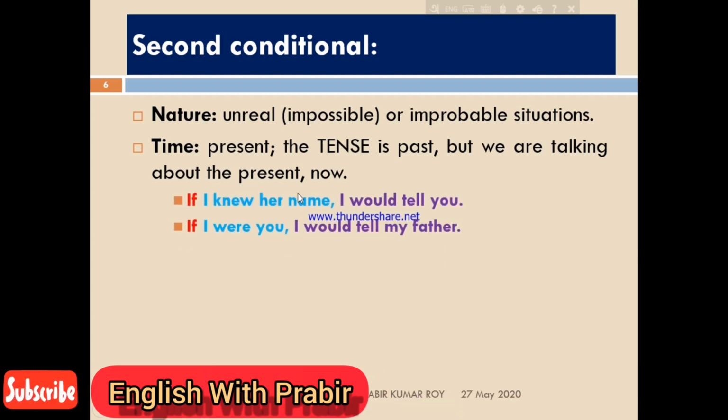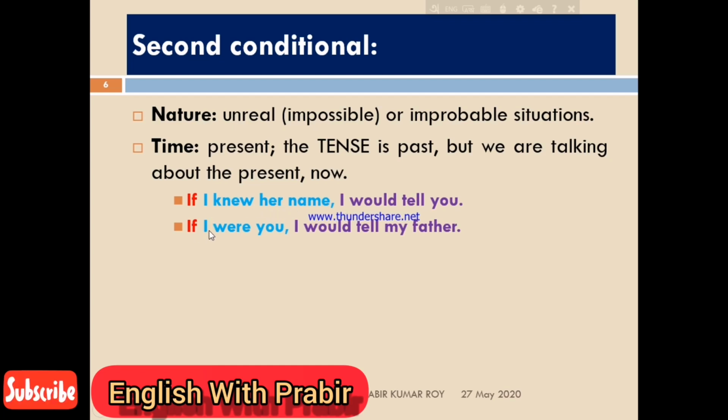Okay. Now, if I knew her name, I would tell you. Please look at the subordinate clause, or the if clause. In the if clause, the tense is past indefinite. If the if clause is in past indefinite tense, this is second conditional, and in the principal clause you have to use would or could or might, whatever you like.